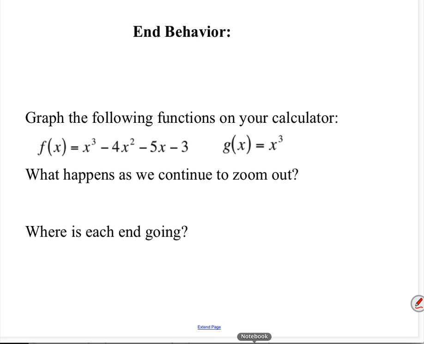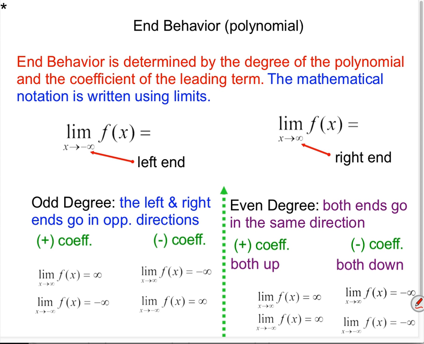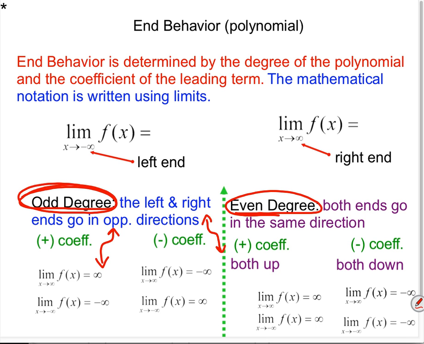So for an odd, here's a couple things to note. For an odd degree function, and you guys have this slide, the left and right ends go in opposite directions. So it should be increasing if it has a positive coefficient, and then decreasing if it has a negative. So I mean, it should be going like that if it's positive, and like that if it's negative. So increasing and decreasing, left end and right end. And then if it's an even degree polynomial, both of them are going to go in the same direction. If it's positive, the end behaviors will both be pointed up.